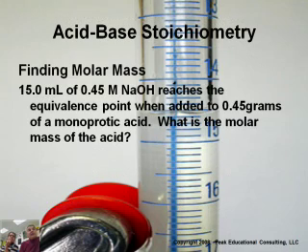This is a little more tricky here. So here we have finding molar mass. I see a bunch of numbers, Mr. Sams. I do, but what I really need is an equation. So I've got NaOH reach the equivalence point. We'll talk about how that works when we have a monoprotic acid.